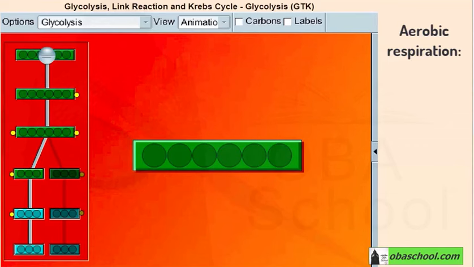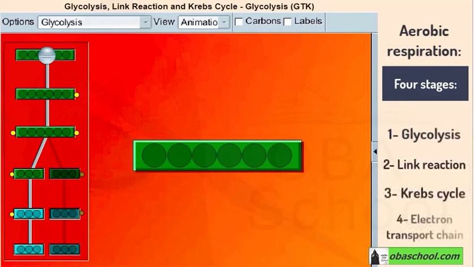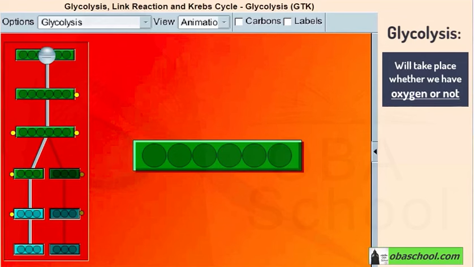The steps in aerobic respiration are divided into 4 stages. We have the glycolysis, link reaction, Krebs cycle, and electron transport chain. So let's learn the steps that are involved in glycolysis. Glycolysis takes place whether we have an oxygen molecule or we don't.